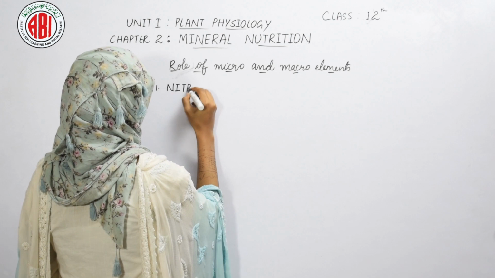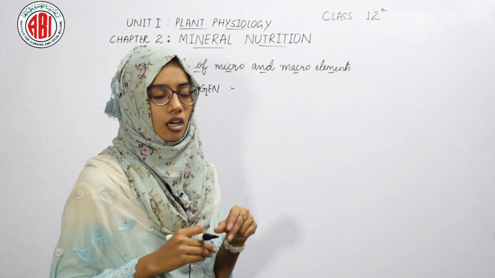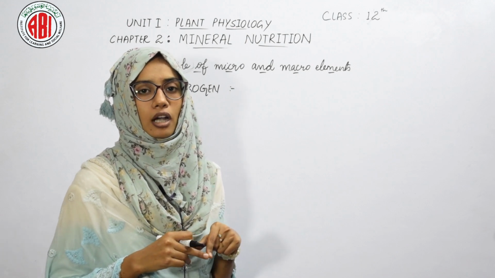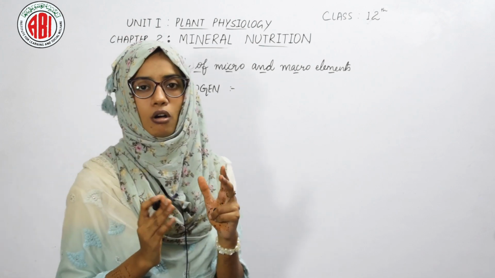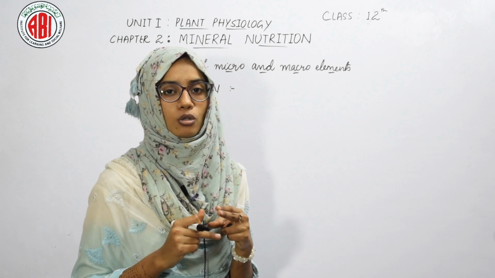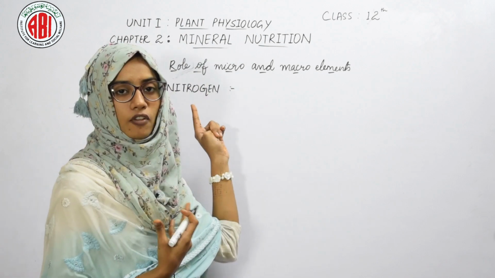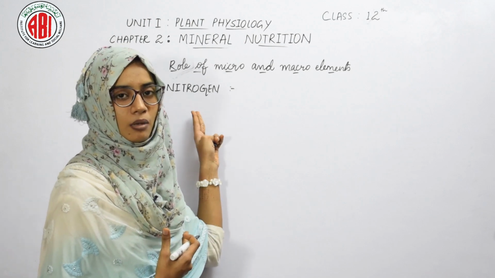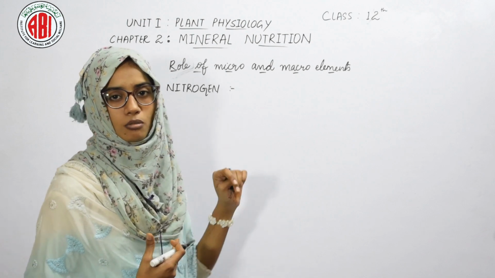The first element which we are going to discuss is nitrogen. Nitrogen is one of those elements which is required in macro quantity in a plant body. Whenever we talk of the role of micro or macro elements, we are going to discuss four things: in which form this element is absorbed, where this element is required, the functions of this element, and the deficiency symptom of this element.